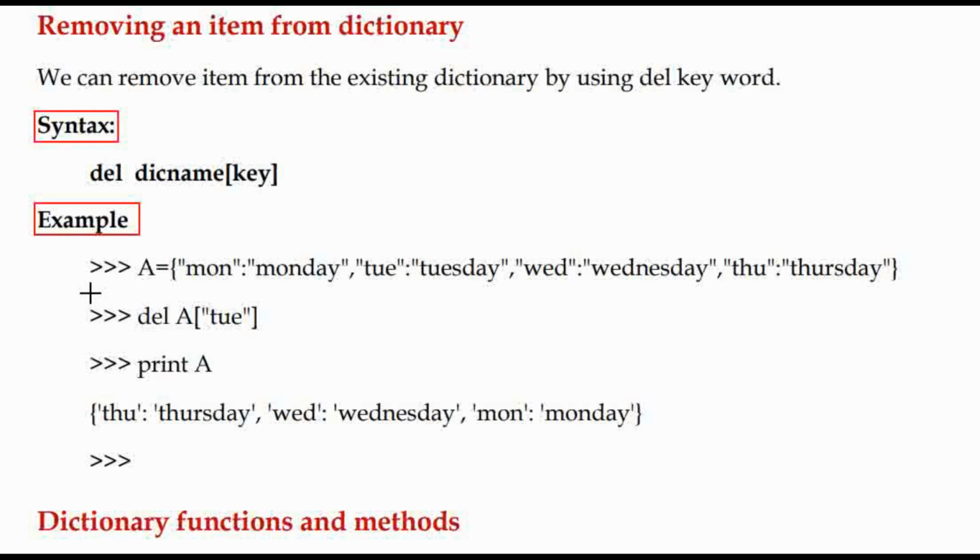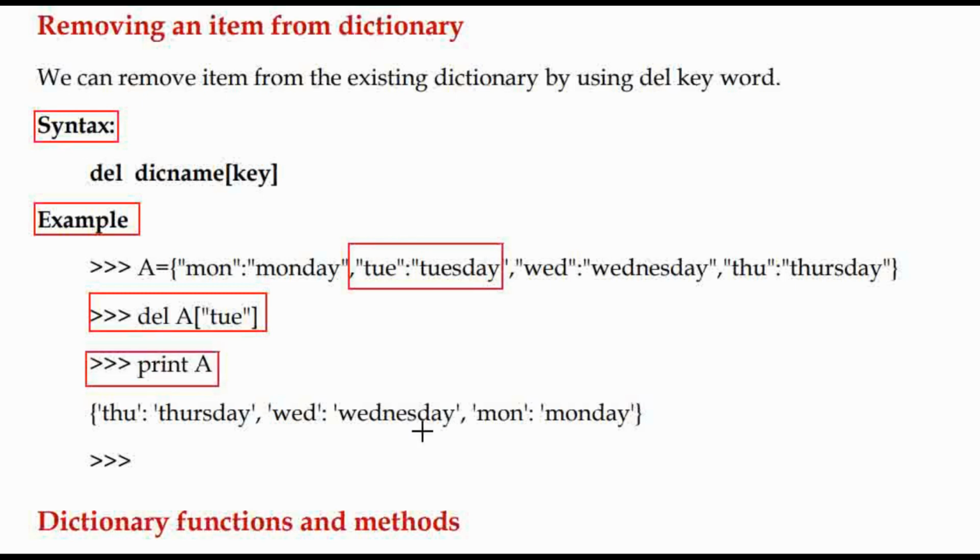So there is a delete statement, delete from A, Tuesday. So this Tuesday member will be deleted from the dictionary. Now if we give a print command, see, Thursday, Wednesday, Monday is there, but you are not seeing Tuesday.